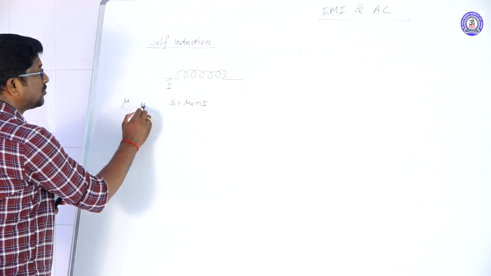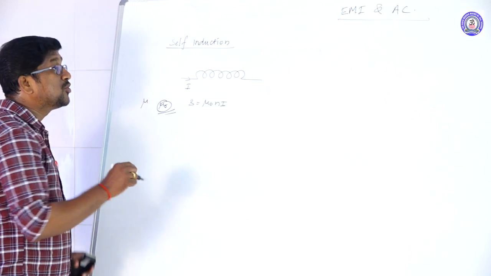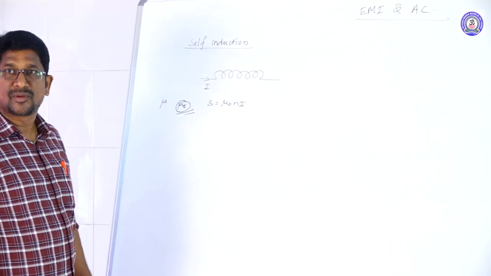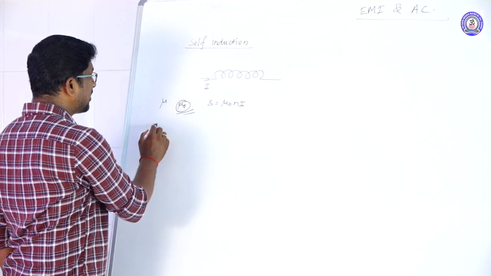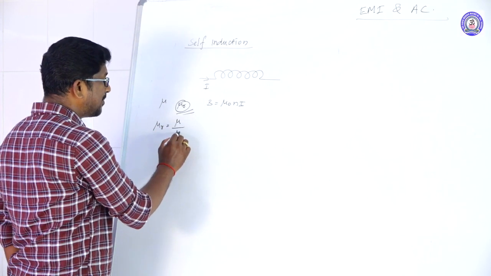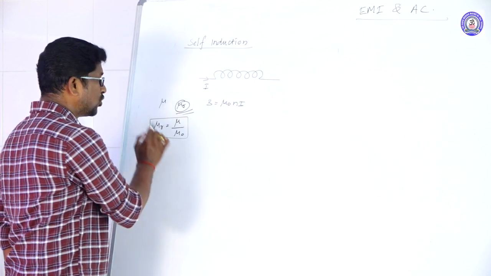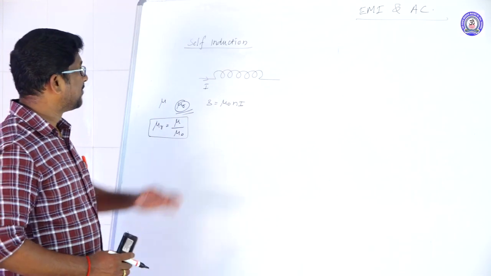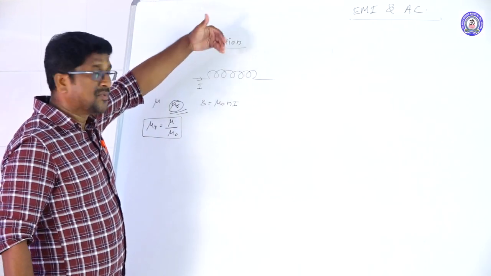Right? And what is mu r? Mu r is the relative permeability of the medium. Relative permeability means the ratio of the permeability of the medium to the permeability of free space. Right. So this is a coil in the form of a solenoid.